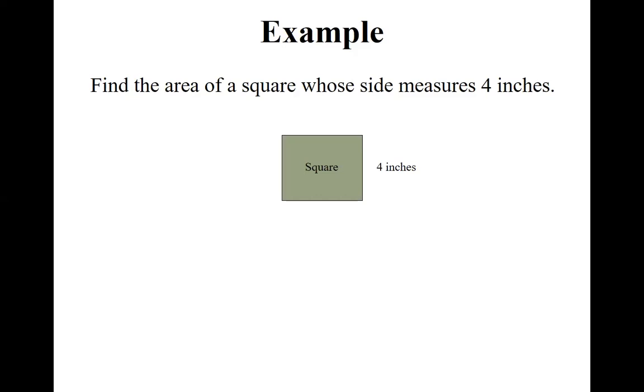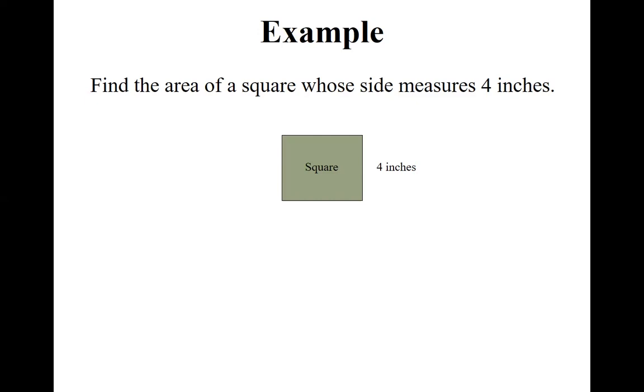Find the area of a square whose side measures 4 inches. So a square is just a special rectangle where every side is the same. This might not look it, but since it says it's a square, all 4 sides are 4 inches. Area is length times width. That would be 4 times 4 in this case, which would be 16 square inches.